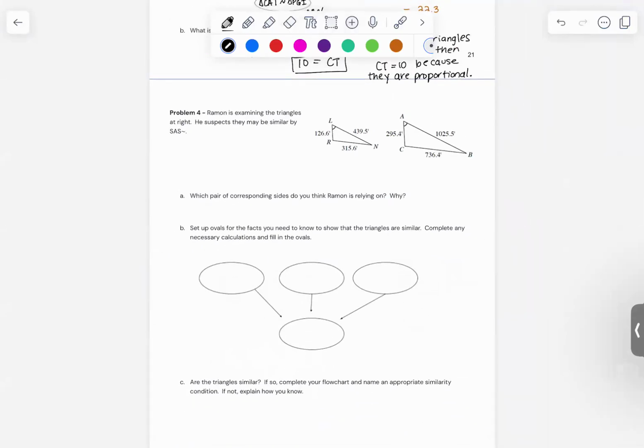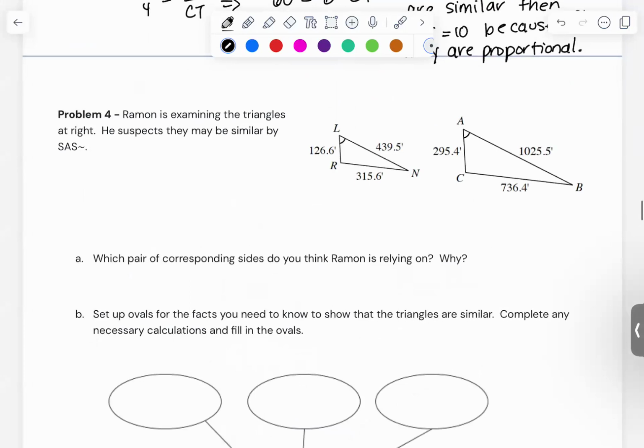we're going to use side angle side and kind of fill in this flow chart. This is a good problem to kind of test and see, do I really understand what is going on here? I highly encourage you, again, pause the video, try to set up the flow chart for yourself, and then check my answers with this. So for part A, which pair of corresponding sides do you think Raymond is relying on?